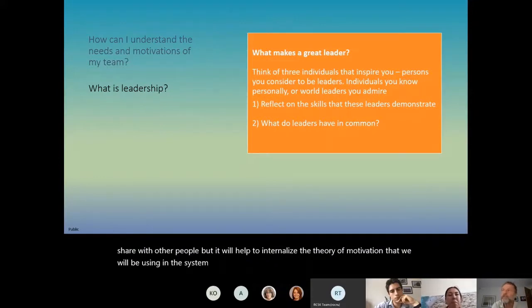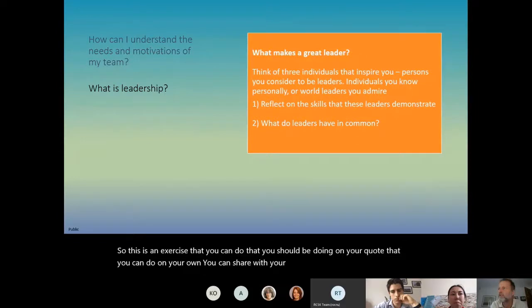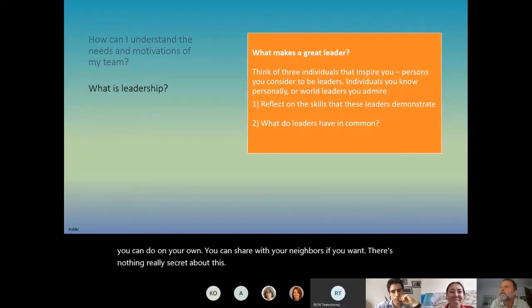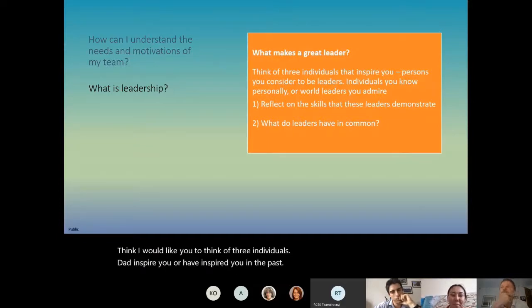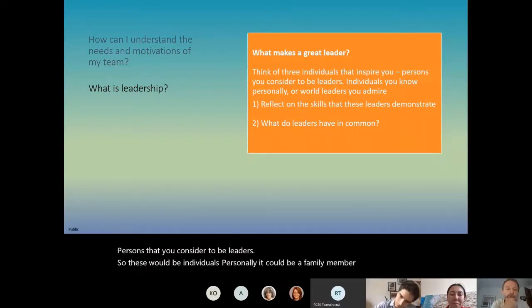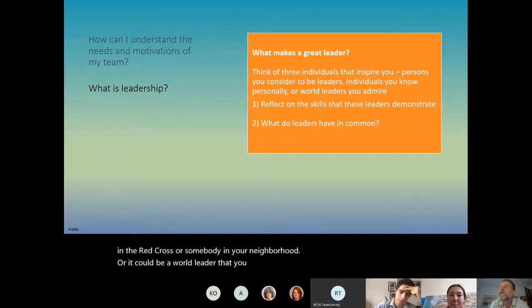So what makes a great leader? This is an exercise that you can do on your own. You can share with your neighbors if you want. There's nothing really secret about this. So I would like you to think of 3 individuals that inspire you or have inspired you in the past, persons that you consider to be leaders. These would be individuals you know personally. It could be a family member or somebody in the Red Cross or somebody in your neighborhood, or it could be a world leader that you admire. So write their names down.